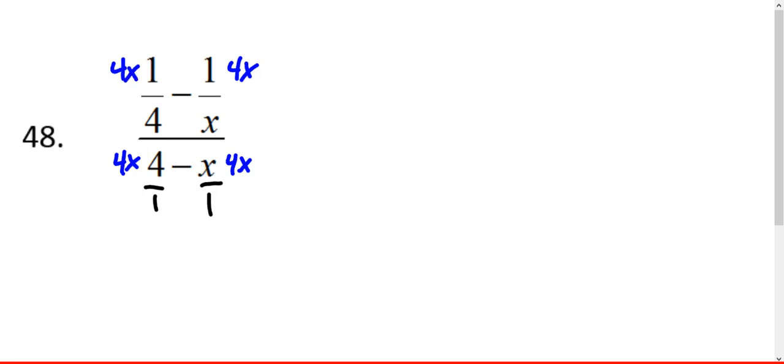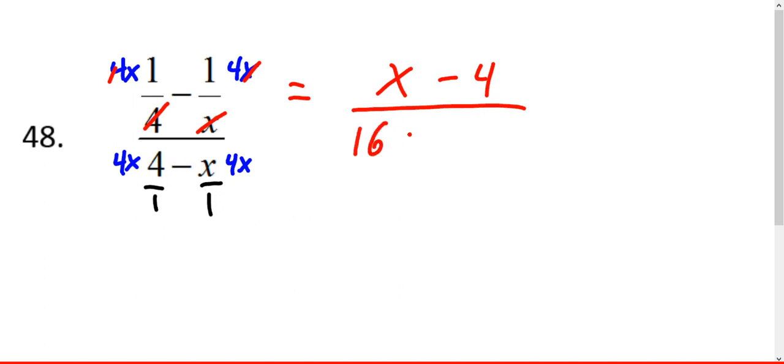You can reduce before you multiply. So here the 4's cancel. We just get x times 1. Here the x's cancel. So that's 1 times 4 is 4. In the denominator, that's 16x, because nothing cancels since it's over 1. And then minus 4x squared.